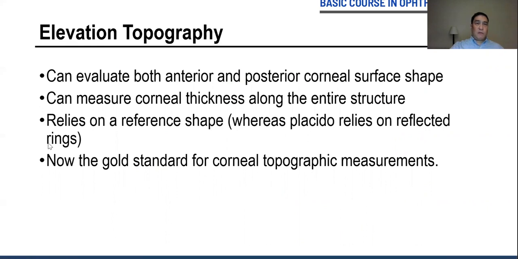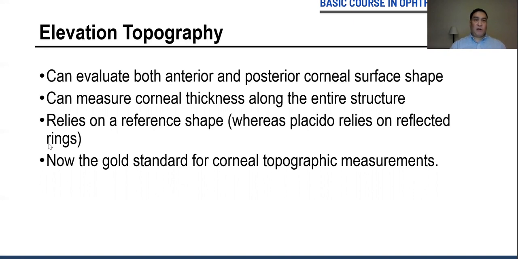So elevation topography can evaluate both the anterior and posterior corneal surface shape. This is something that Placido-based topography cannot do because it's just based on the reflection. It can only measure the anterior surface of the cornea. Elevation topography can measure both the anterior and posterior corneal surface. It can measure corneal thickness because it can measure both surfaces, along the entire structure.